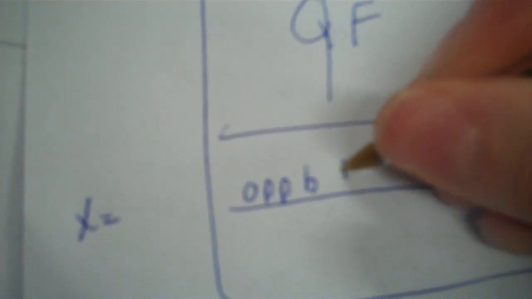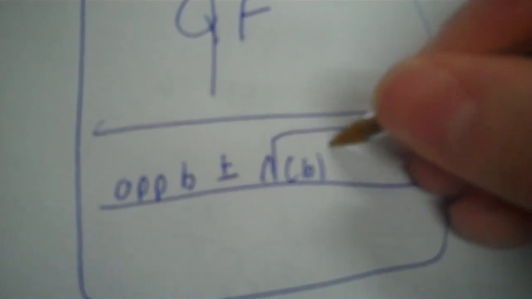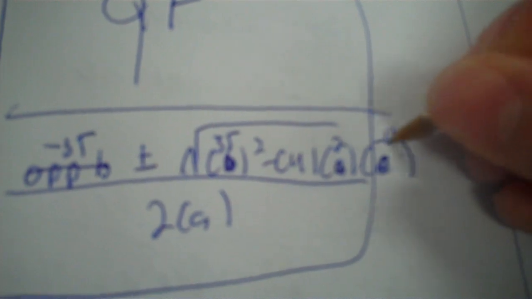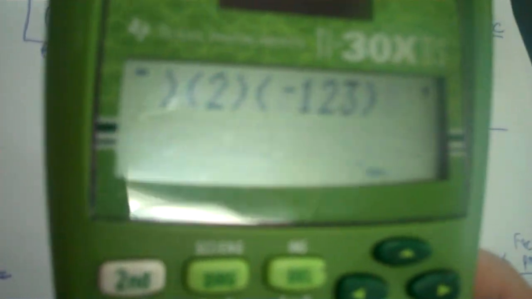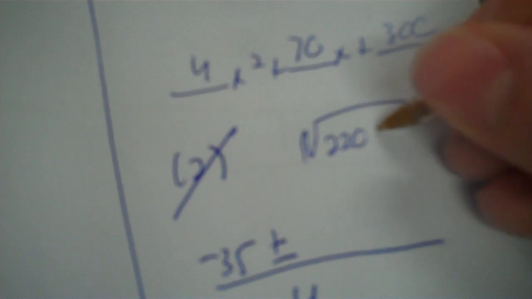So opposite of B, plus or minus the square root, B squared minus 4AC over 2A. So negative 35, B is 35, A is 2, C is negative 123, and A on the bottom is 2. So you got negative 35 in front. 2 times 2 is 4. Now I got to find what the square root equals. So I evaluate the inside. Okay, I got 2,209. Now I find the square root of that. I got 47.